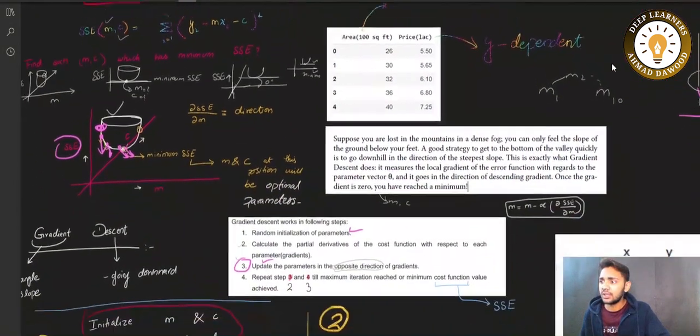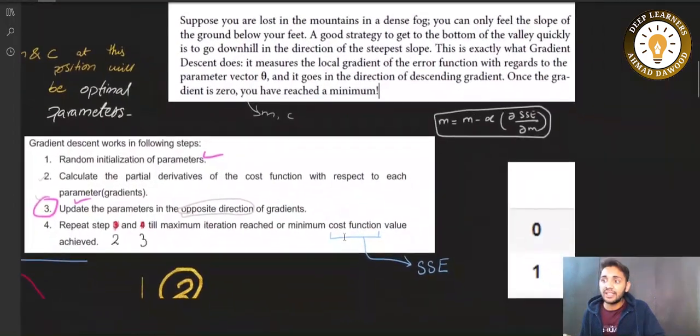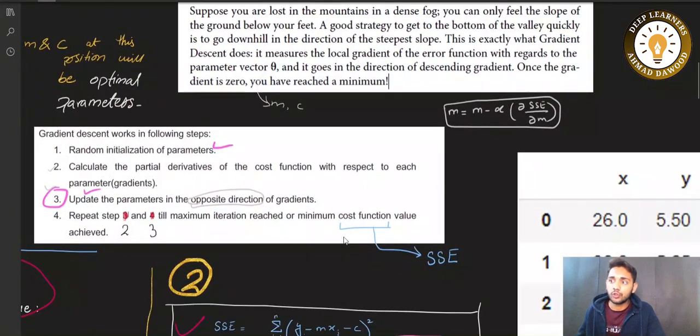How does it work? If you want to revise that concept, you can go back to the session on gradient descent, but for now I am just giving you a quick recap. In gradient descent, we just follow these four steps. First, we initialize our parameters, randomly. Then calculate the partial derivatives of the cost function with respect to each parameter.